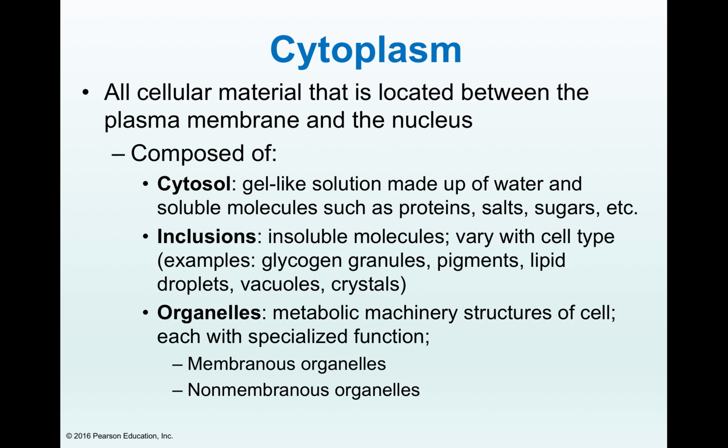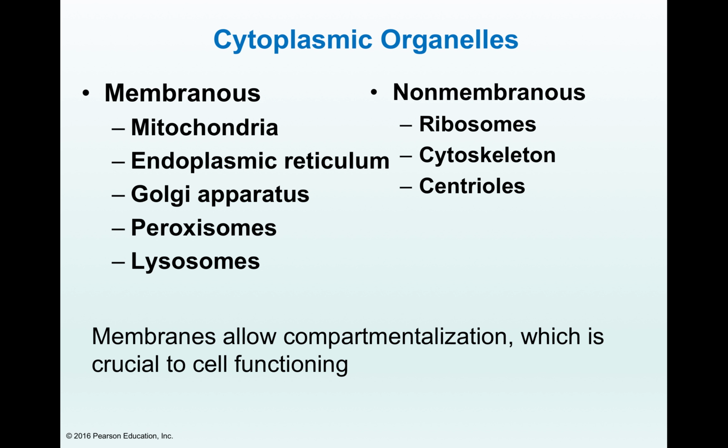Inclusions are basically insoluble molecules that are present within the cell, such as glycogen, granules, pigments, lipid droplets, vacuoles, and crystals. And when we talk about organelles, we're basically talking about the structures that carry a very specific function within the cell and can have a plasma membrane around them, which we refer to as membranous organelles, or if that membrane is absent, we refer to them as non-membranous organelles. So let's take a look at the different types of cytoplasmic organelles that are present.